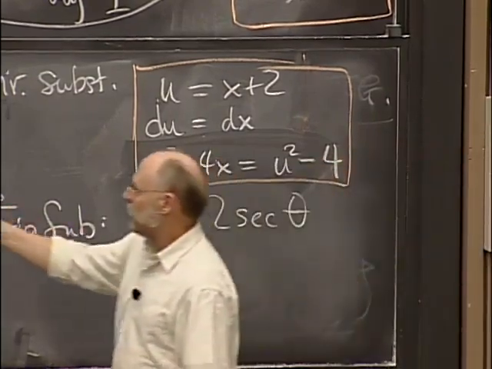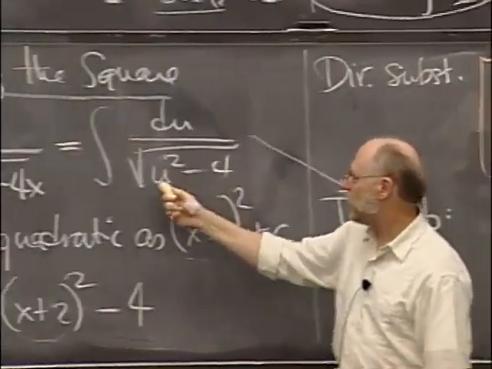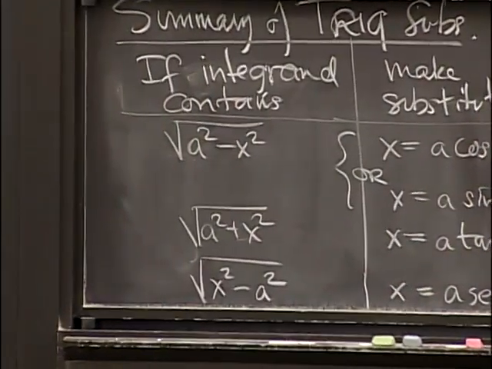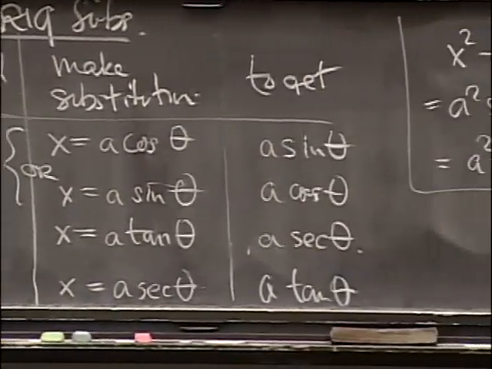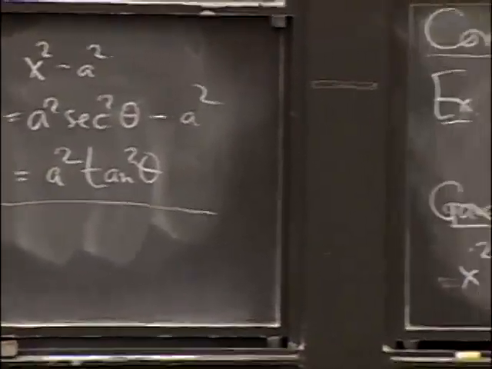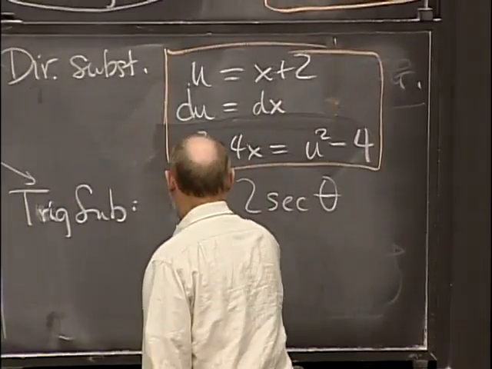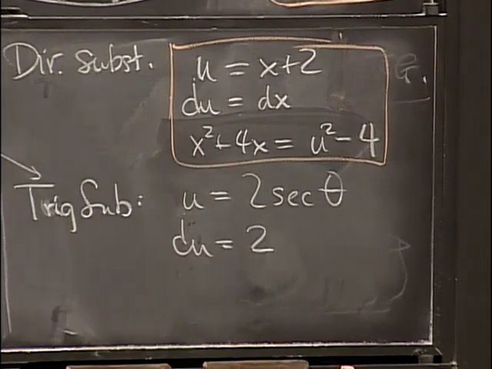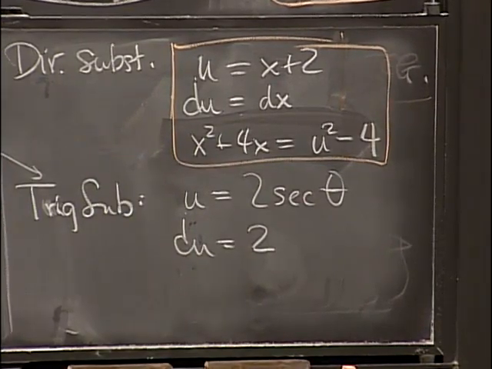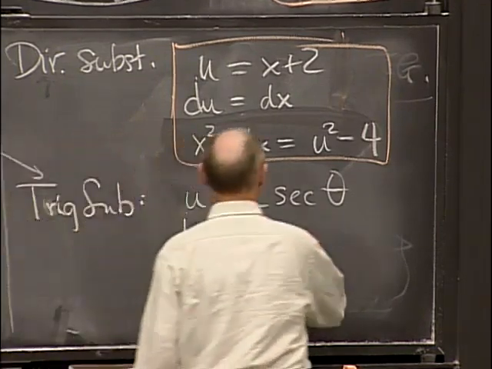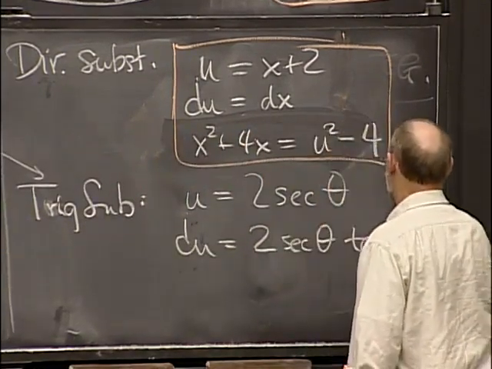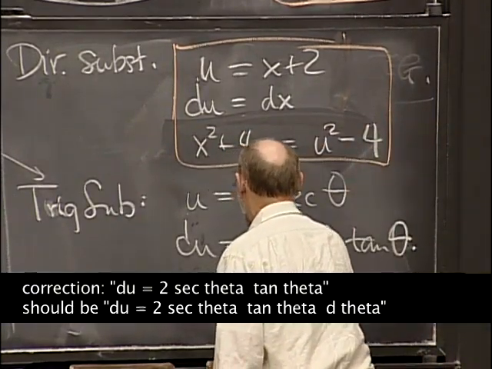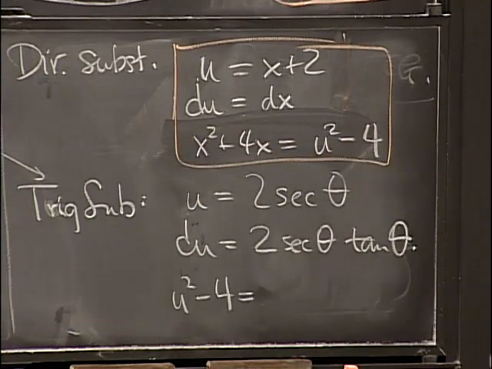Okay? This is a lookup table process. I see this square root of u squared minus 4, I see that that's of this form, and I'm instructed to make this substitution, and that's what I just did. Let's see how it works out. So that means du is 2, okay, what's the derivative of the secant? Secant tangent. So du is twice secant theta tangent theta. And u squared minus 4 is, here's the payoff.